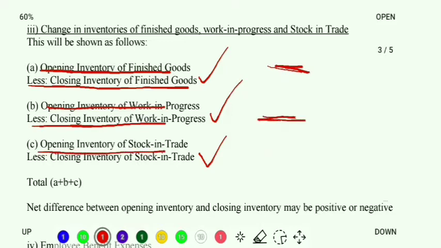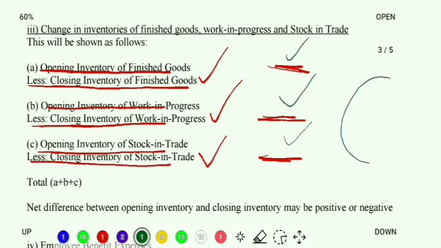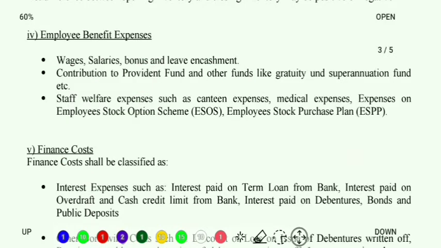Opening inventory of stock in trade less closing inventory of stock in trade, we get an amount here. Now whatever amounts that we have got over here, we add up all these three and then we get a final amount. That final amount will be shown under this subheading. Clear? Very simple. Okay. Moving forward, next that we have is about employee benefit expenses.